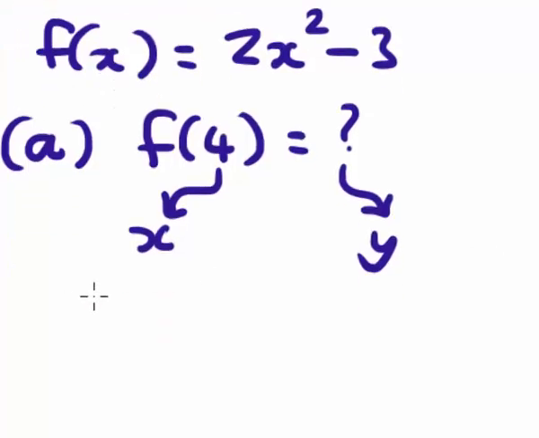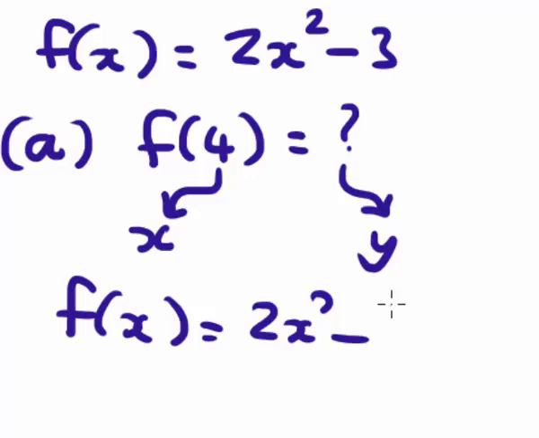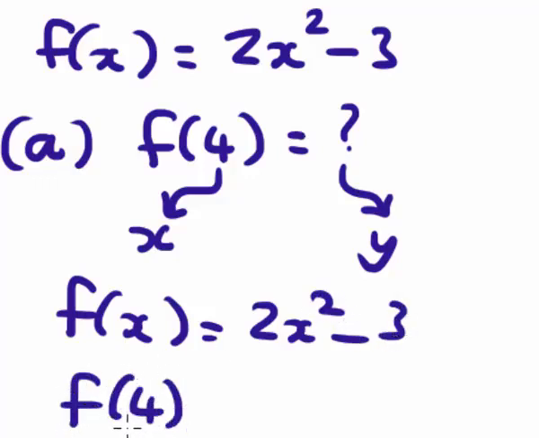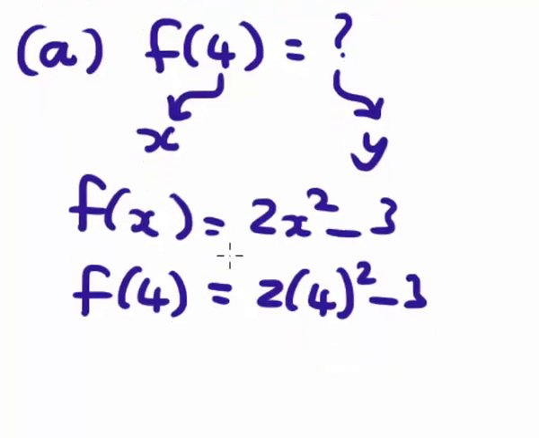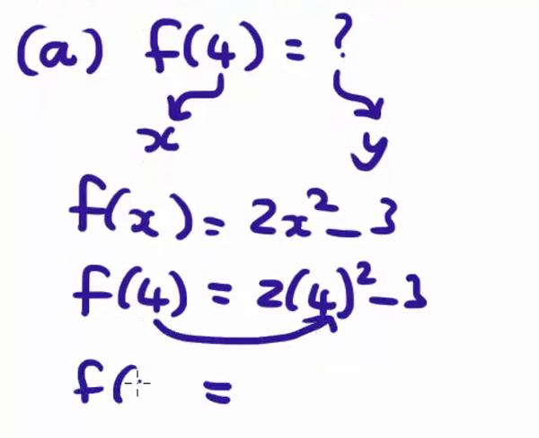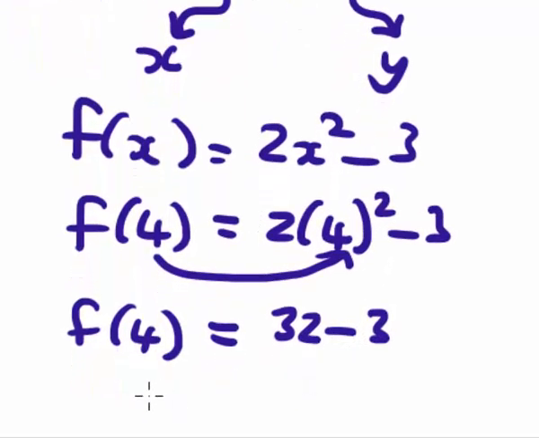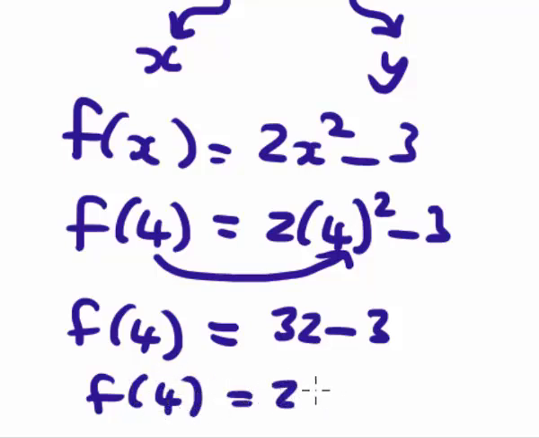Okay, now how do you do it? Well, you've got f of x equal to 2x squared minus 3. So we want the y value corresponding to x equal to 4. So you plug 4 into x's place. You substitute that in there. Okay, and what does this come to? The f of 4, the y value, is 16 times 2, which is 32, minus 3. So f of 4 is going to give you 29.